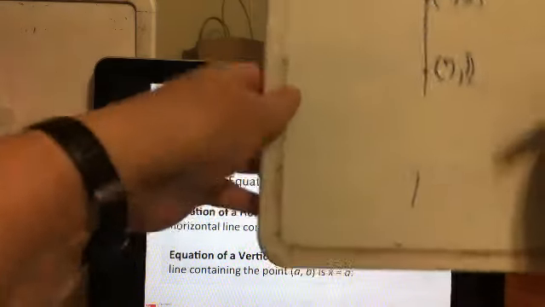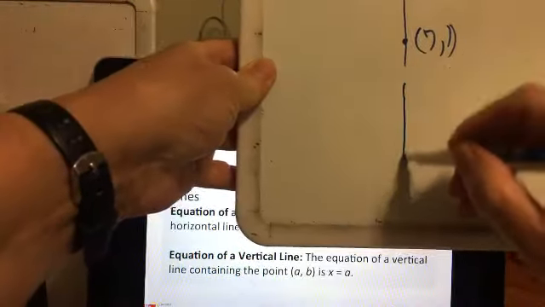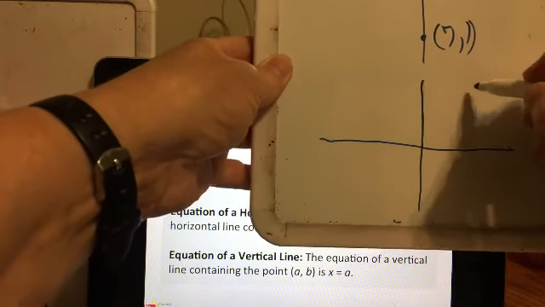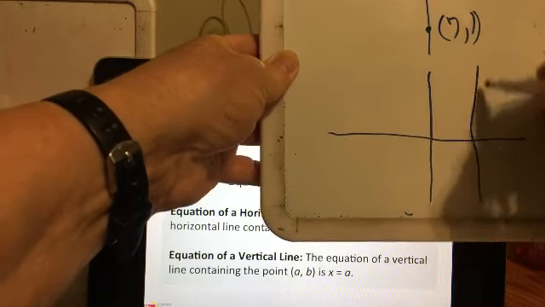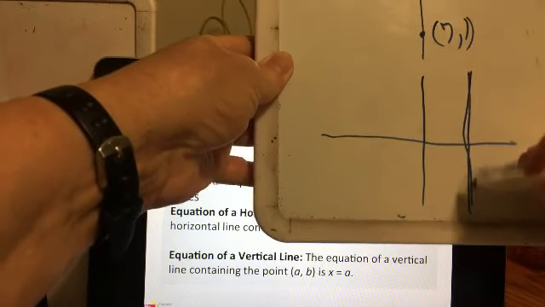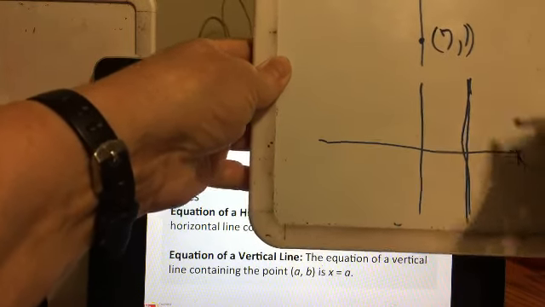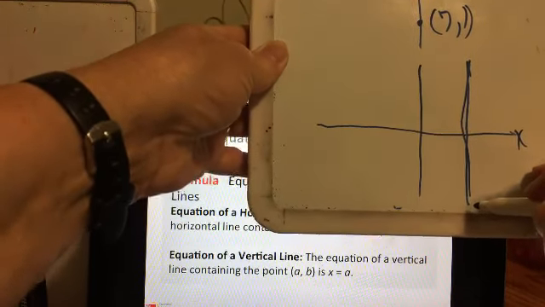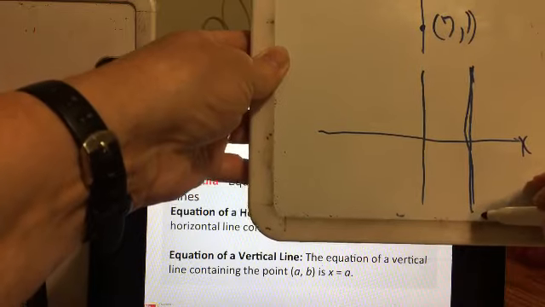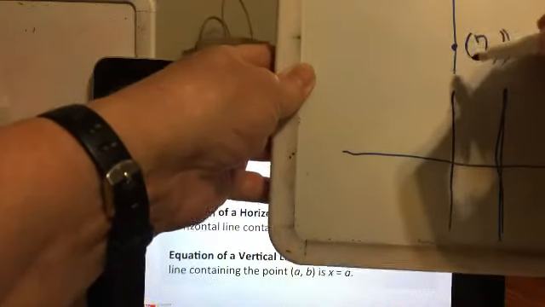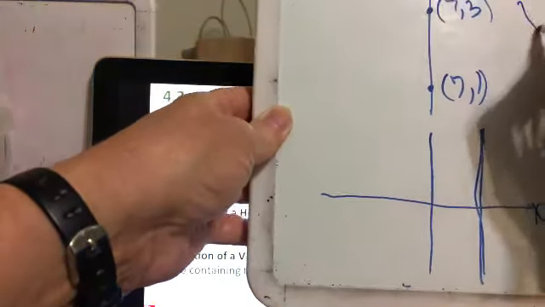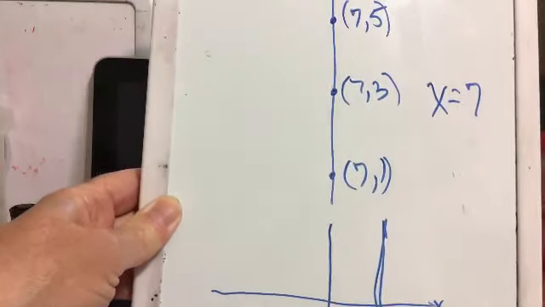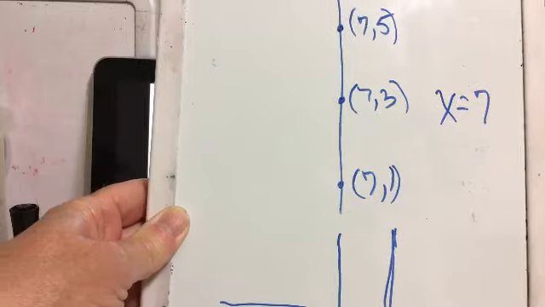And then if we look at our other little hint, remember that x lines cut the x-axis. This is the x-axis. X lines cut the x-axis. So this is vertical, so vertical lines are x lines. X equals 7 is the equation because all of the x's are 7.